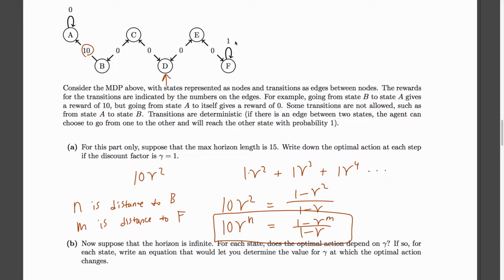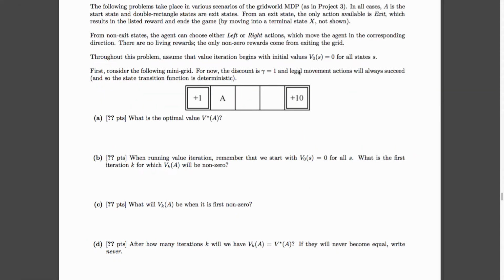And so this will let me determine if the discount rate affects the value, or affects which path I go down. Question 2 uses the grid world environment that we're all familiar with. In this example of grid world, there are no living rewards. The discount is just 1, so there's no discounting at all. And once you get to one of the terminal states, you need to exit the grid, so you need to use the exit action that results in the listed reward.